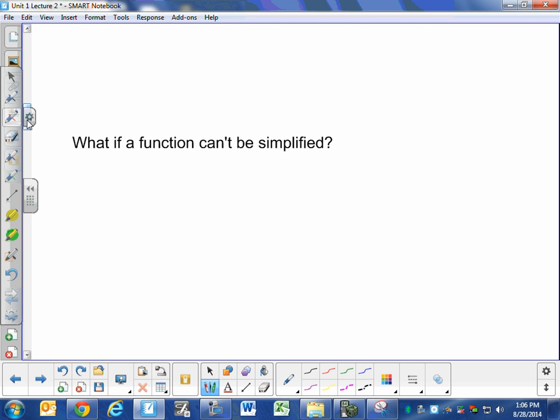Now, what if a function can't be simplified? There are certain functions like 1 over x. If I tried to find the limit as x approaches 0 of 1 over x, and I don't have my calculator, this function can't be simplified. I plug in 0, I get 1 over 0. That's undefined. Since it can't be simplified, that is telling me that the limit does not exist.